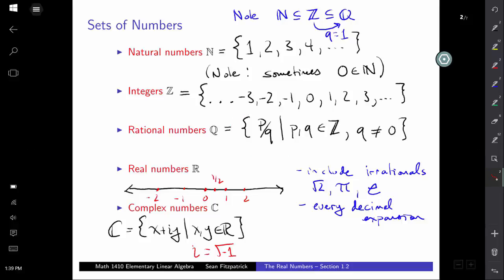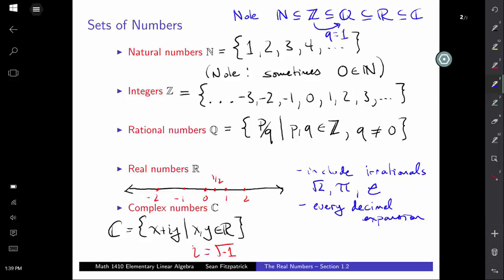If I set q equal to 1, p over q is just p, so I have an integer. And then, of course, every rational number is in particular a real number, and as I mentioned in the last video, every real number also in turn is a complex number. So all of these sets are sort of nested one within the other.